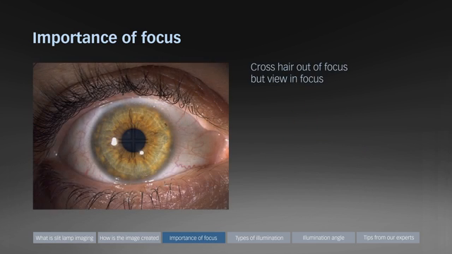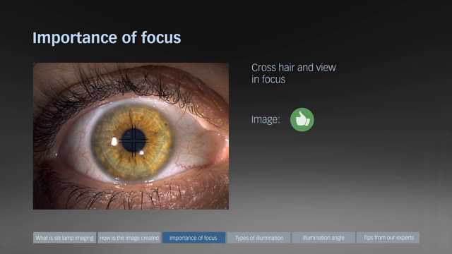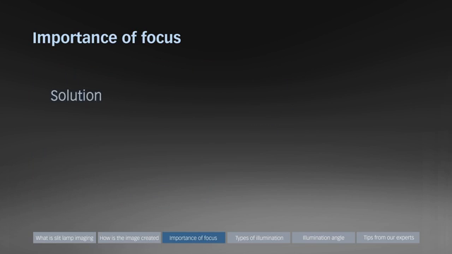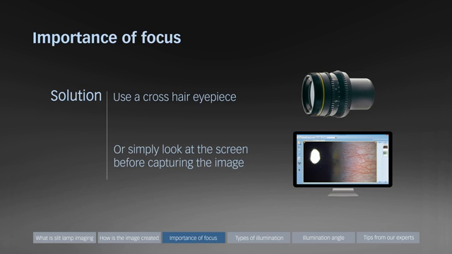If by looking through the eyepieces the crosshair is out of focus but the view is in focus, you need to adjust your eyepieces. If the crosshair and the view are in focus, you can be sure that the captured image is going to be perfectly in focus. To ensure that your images are always in focus, use the Haag-Streit imaging crosshair eyepiece, or simply look at the screen before capturing the image.